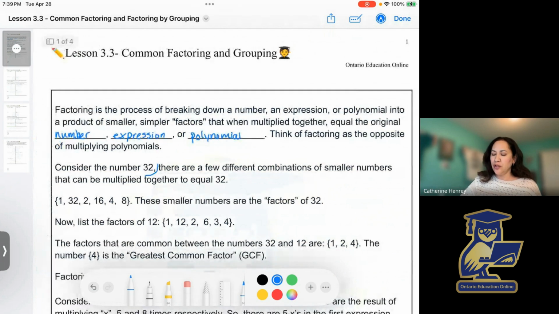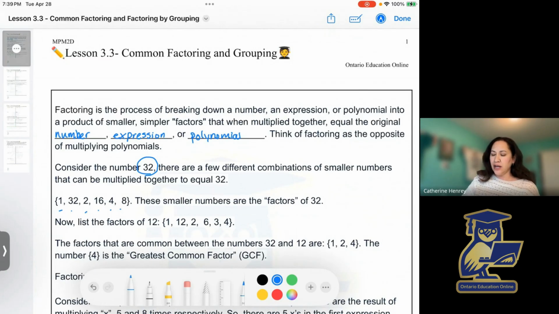Consider the number 32. There are a few different combinations of smaller numbers that can be multiplied together to give you 32. So I start to make a list here. We have 1 and 32, 2 and 16, 4 and 8. So these are all smaller numbers. They're called the factors of 32.